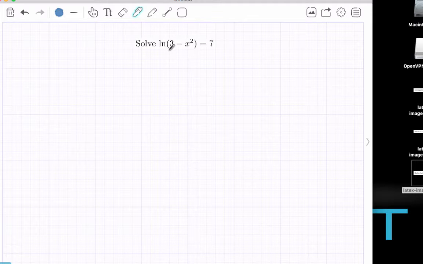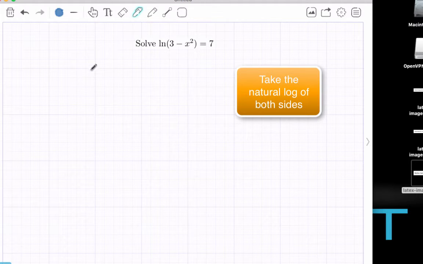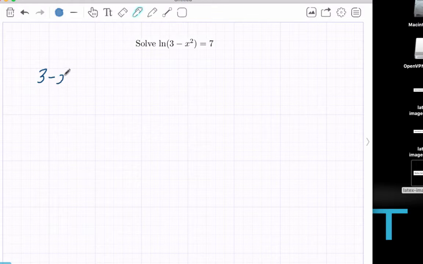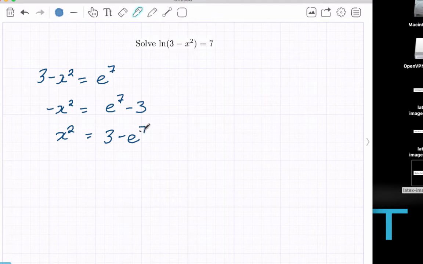Solve natural log of 3 minus x squared equals 7. So what we can do here is if we take e to both sides, we're going to get 3 minus x squared equals e to the 7th. So we'll have negative x squared equals e to the 7th minus 3. And when we go ahead and multiply each side by negative 1, we get x squared equals 3 minus e to the 7th. Here is the problem here. This number is negative. Okay, you can't take the square root of a negative. So this example has no solution.